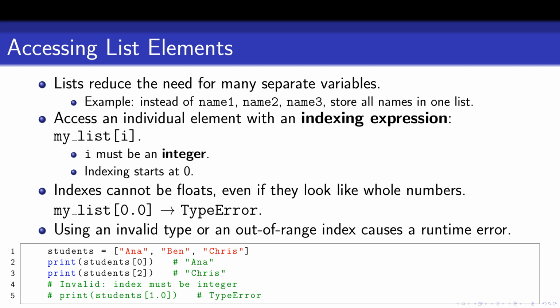Python will raise an error if you try to use a float or another type, even if it looks like a whole number. On the slide, examples show how to access the first and last elements of a list of student names. This makes lists especially useful when working with collections of data like rosters, words, or items in a menu.